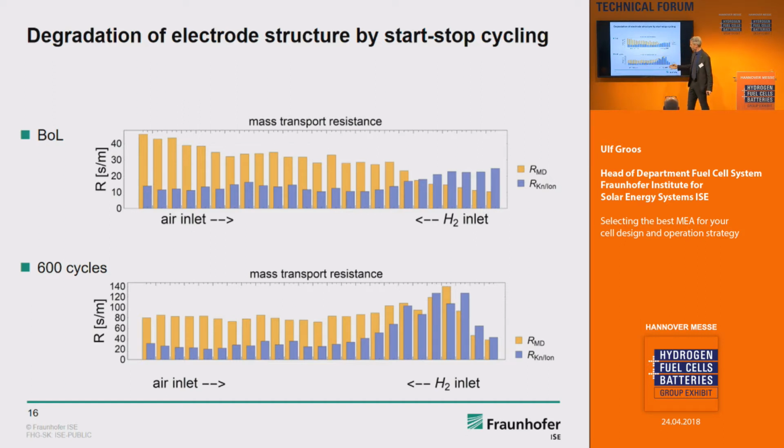From hydrogen inlet on the right-hand side to hydrogen outlet, we saw that the correspondence of molecular diffusion and also Knudsen diffusion changed. So with this test cell, you can see the local degradation behavior regarding different accelerated stress tests, and you can do in-depth analysis of, in this case, the pore structure of the catalyst layer.